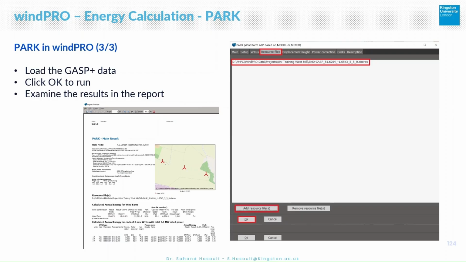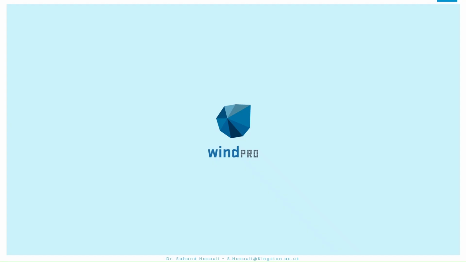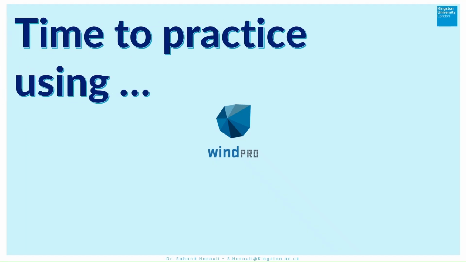AEP calculations. If you want to read more about this in the windPRO knowledge base, you can refer to section 3 of the online help or knowledge base, and you can read through it as well. Now, again, it's time for us to go back to the windPRO software and start to do some AEP analysis using the Park module and do a little bit of financial calculations as well.